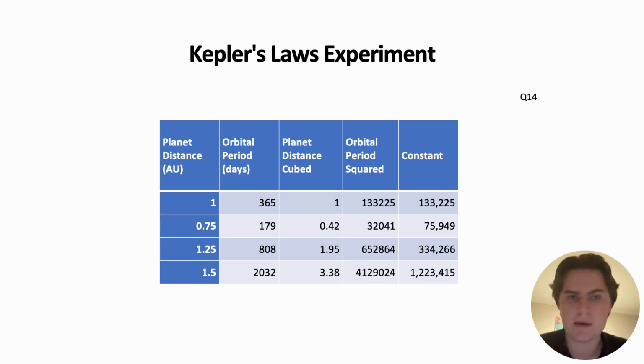These figures do not support Kepler's laws. This is because the orbital distance measured from the Sun is not equal to the semi-major axis.